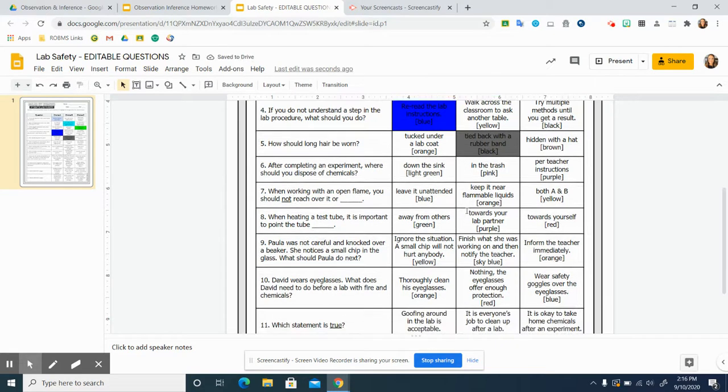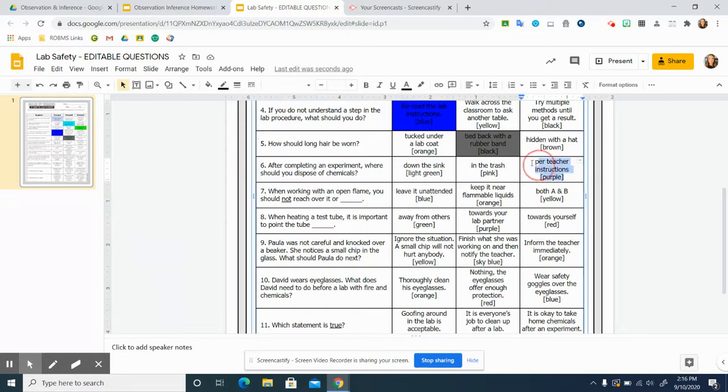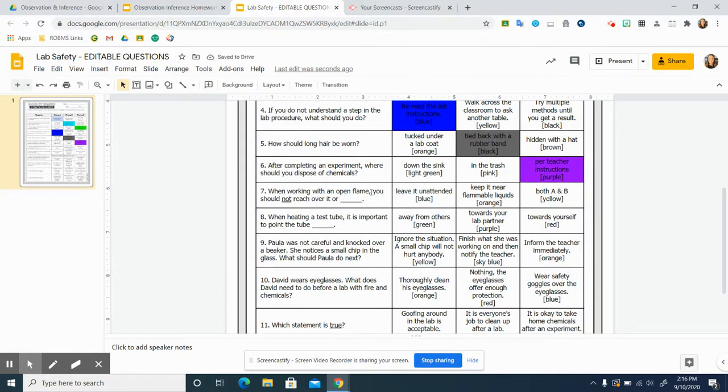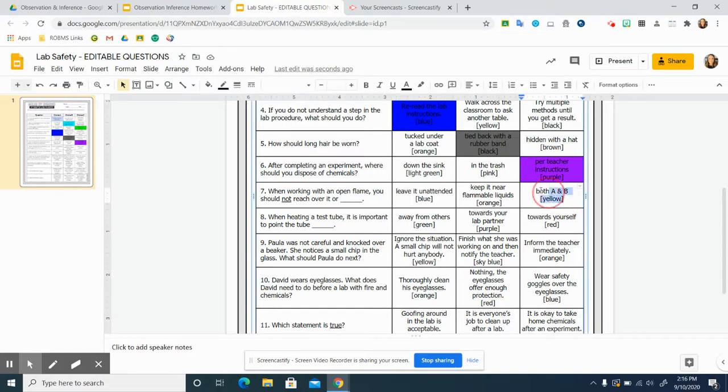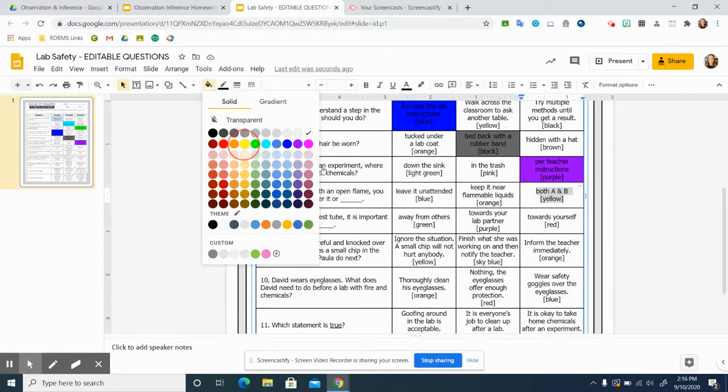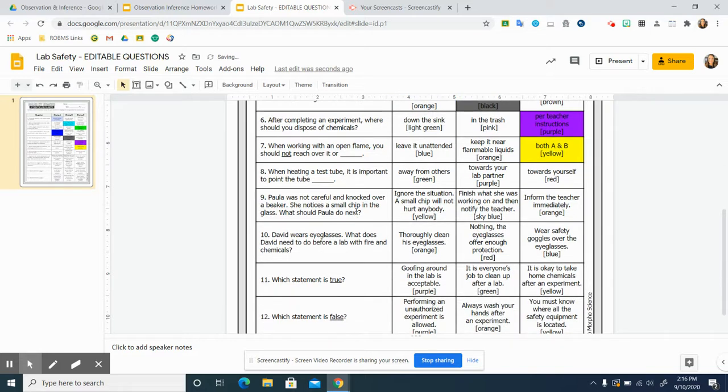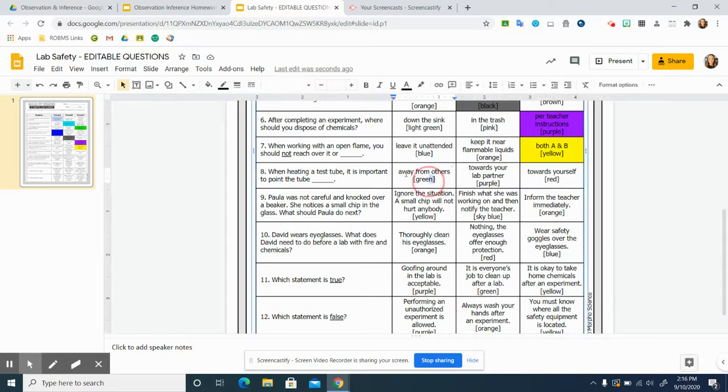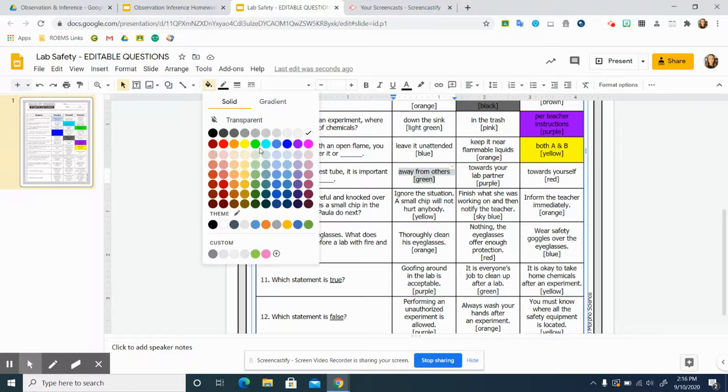After completing an experiment, where should you dispose of chemicals? Down the sink, in the trash, or per teacher instruction? Some chemicals, some things that we can throw right in the garbage, some things need to be disposed properly. When working with an open flame, you should not reach over it or leave it unattended. Keep it near flammable liquids, or both A and B. Both A and B are correct answers for this one. When heating a test tube, it is important to point the tube away from others, towards your lab partner, or towards yourself. So this one would be away from others. You don't want to point it near anybody else.